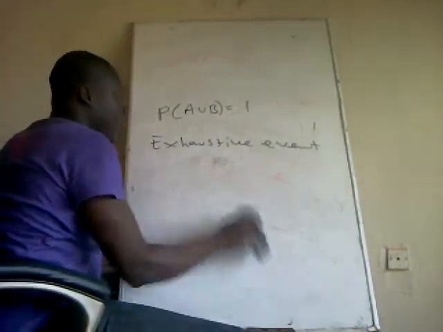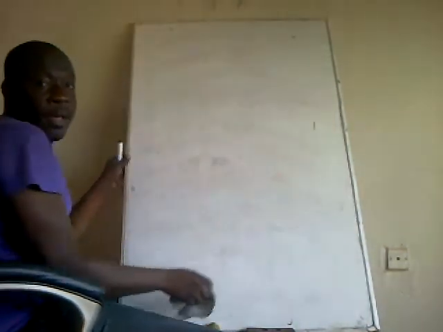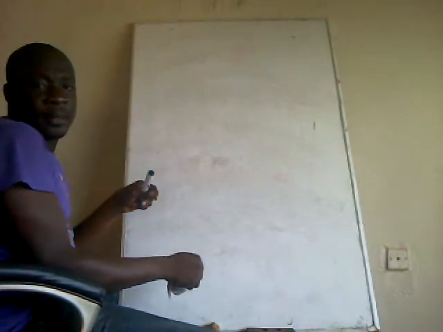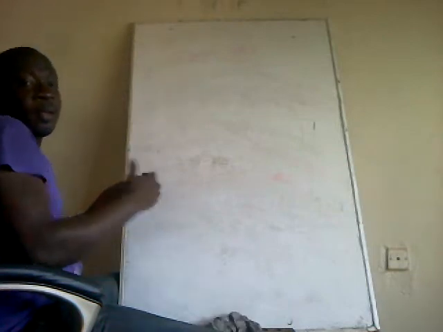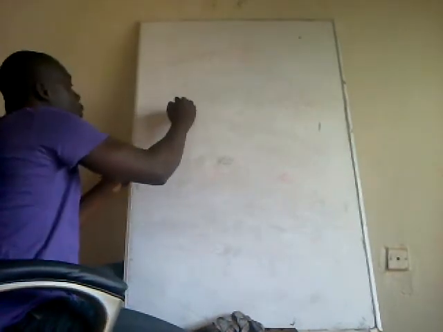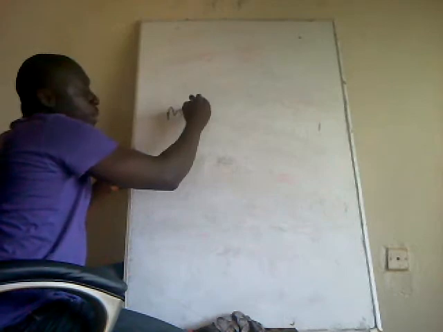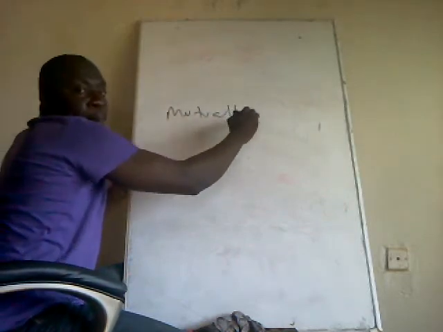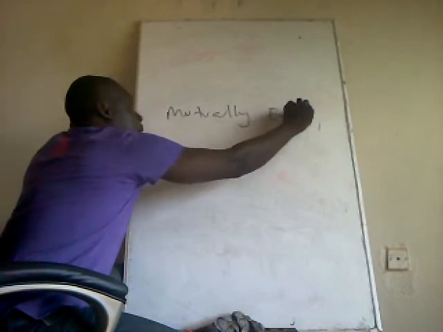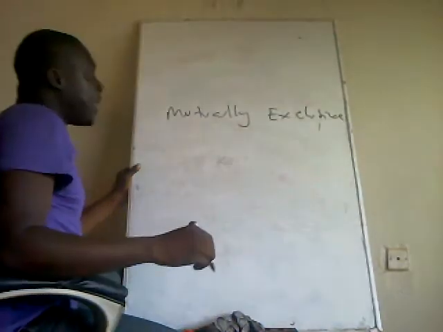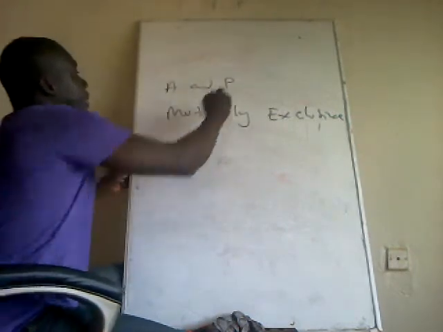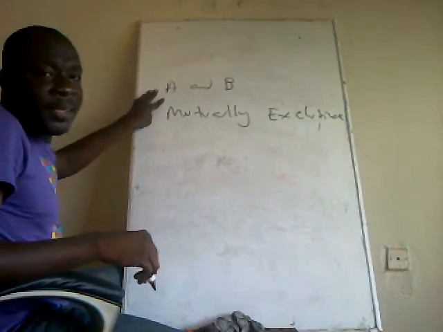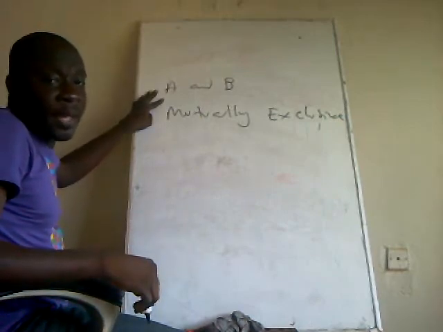And also, if we say that two events are mutually exclusive, then let the two events be A and B. If we say that A and B are mutually exclusive, it means that A and B cannot occur at the same time.